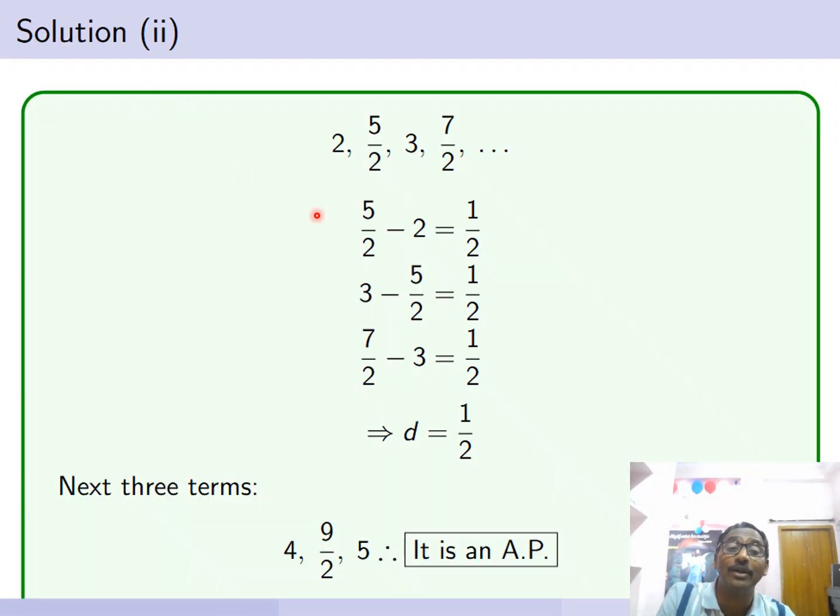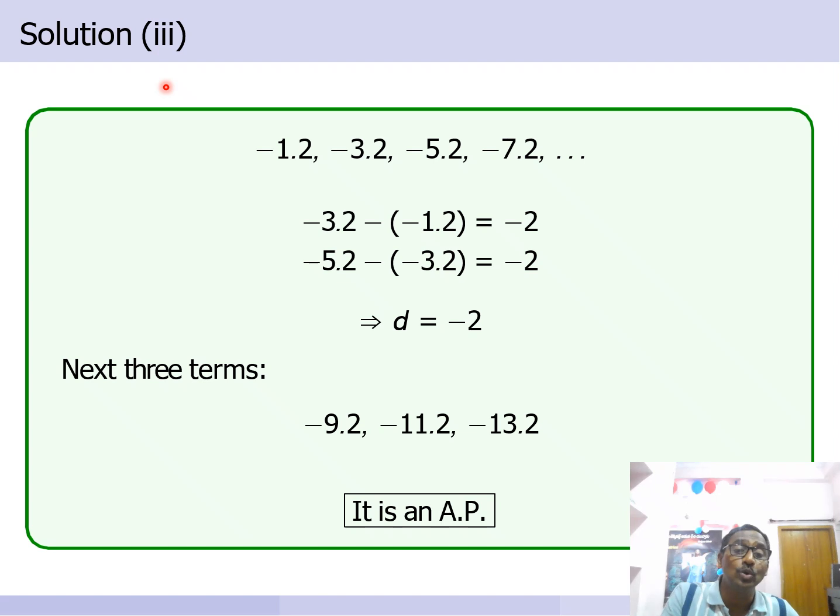Solution for the second one: 2, 5 by 2, 3, 7 by 2 and so on. So 5 by 2 minus 2, you are getting 1 by 2. 3 minus 5 by 2, you are getting 1 by 2. Next, 7 by 2 minus 3, you are getting 1 by 2. A fixed difference, so the common difference is 1 by 2. Therefore this progression is an arithmetic progression.